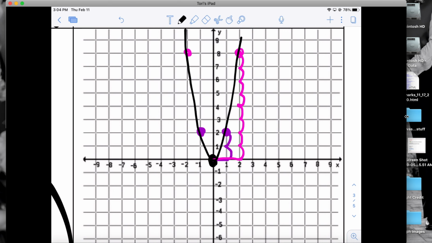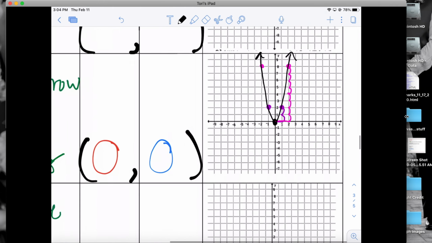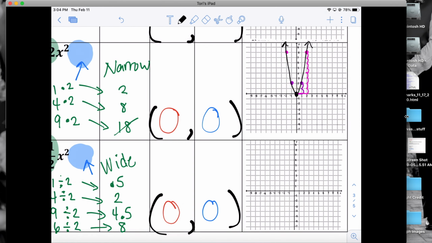I'm going to go ahead and draw my parabola. Make sure that you have arrows on the top. That is my graph for number 6. Number 7, let's do the same thing.